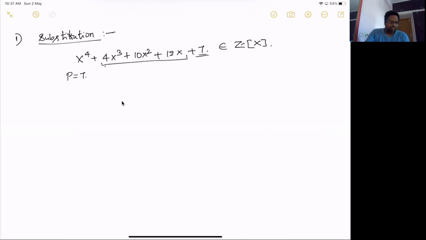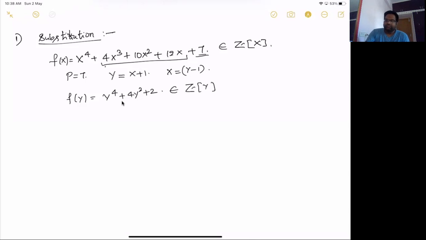Instead, what we do is substitute y equal to x plus 1. In this case, that means x is equal to y minus 1. If you substitute this, f of x will be transformed to f of y, which is equal to y to the power of 4 plus 4y squared plus 2. So this is clearly irreducible in Z[y].